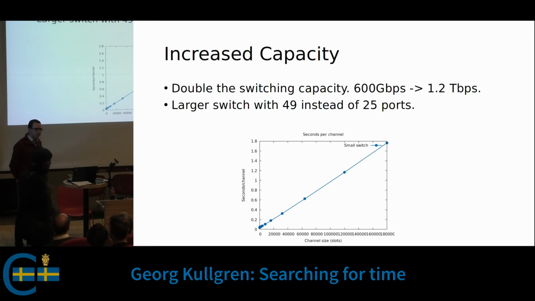About a year ago, we were tasked with improving the capacity of this switch. We were supposed to increase it from 600 gigabit per second to 1.2 terabit per second. And this also meant that the internal ports in the switch fabric needed to be increased from 25 to 49 ports.